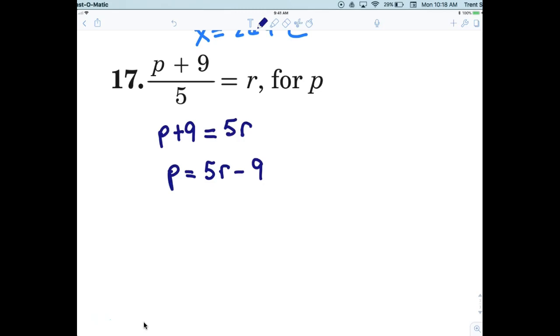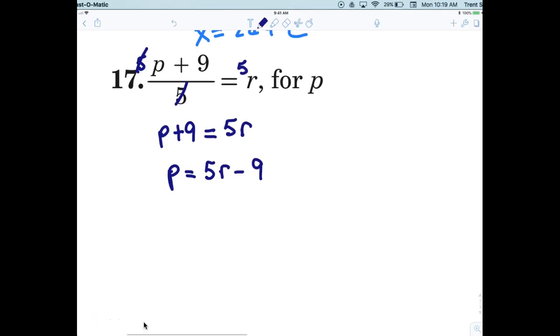Any issues? Yes, sir. How did it become 5r? Because I multiplied both sides by 5. And then what happened here? See what I mean? And 5 times r is 5r.